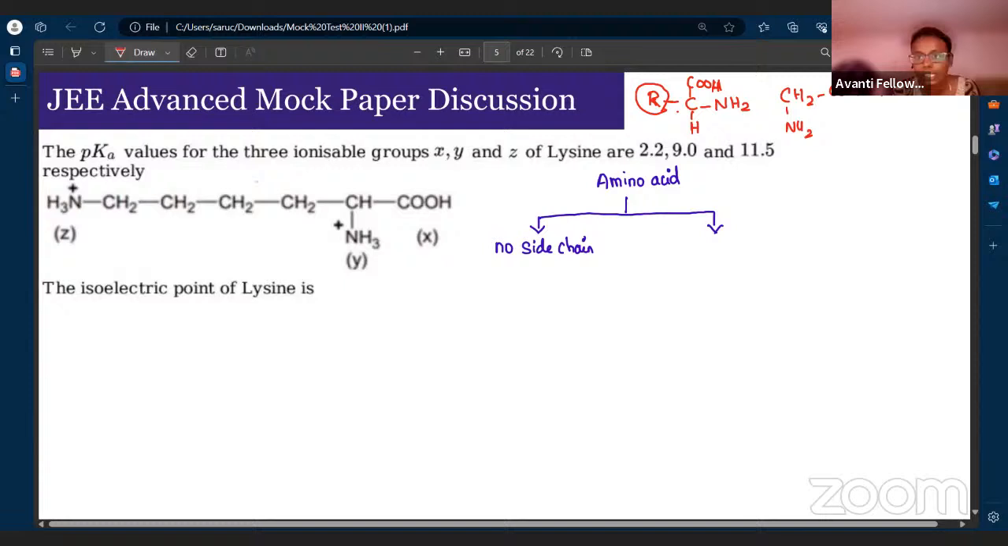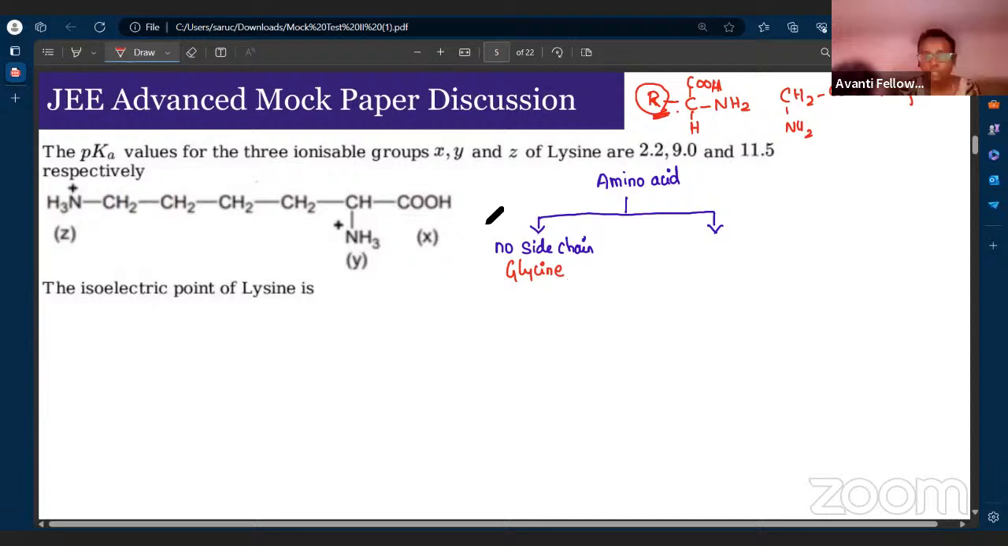It is the first member amino acid, right? Instead of an R group, you have a hydrogen atom. Can I call it glycine? Yes, glycine. That is why glycine is achiral, whereas all the other amino acids are chiral because you have an R group over here. So no side chain is glycine.